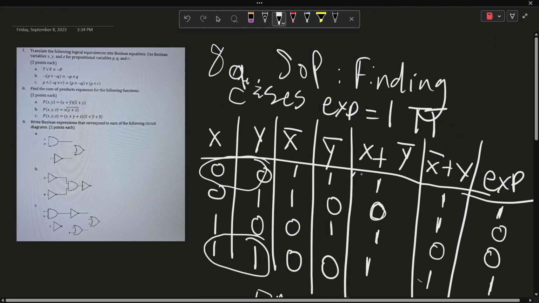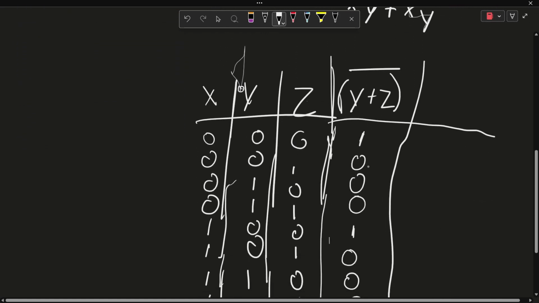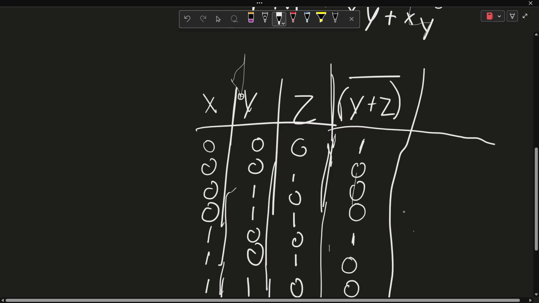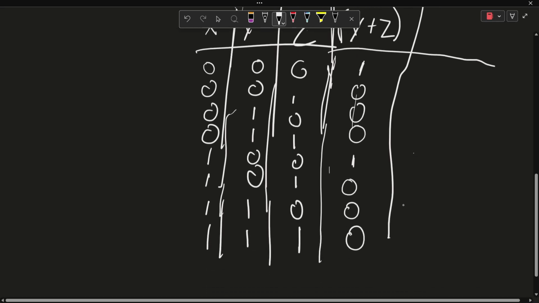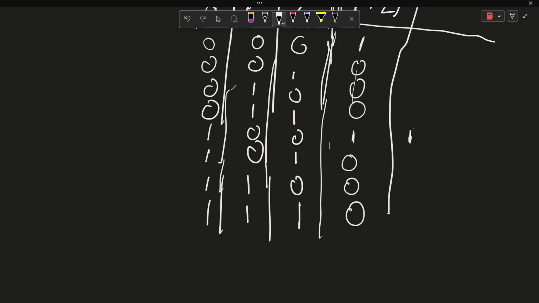And then the expression is just ANDing with X. So for an AND to be true, both of them have to be 1, which the only case that happens is 1 there, 1 there. So the rest are false. All the rest of them are false.